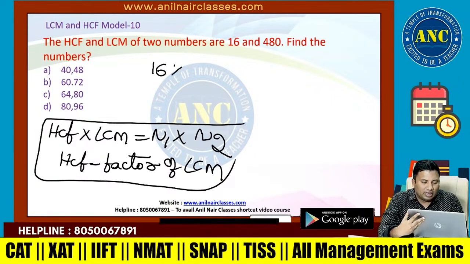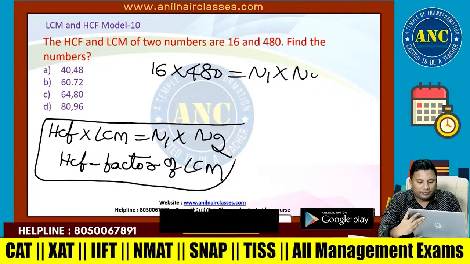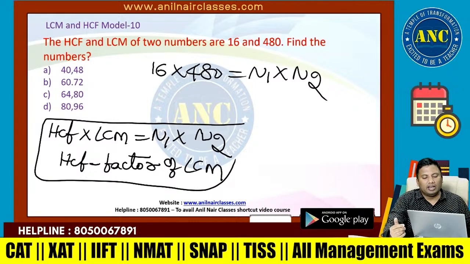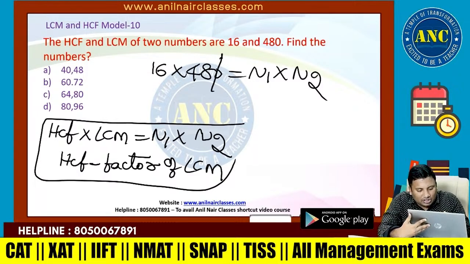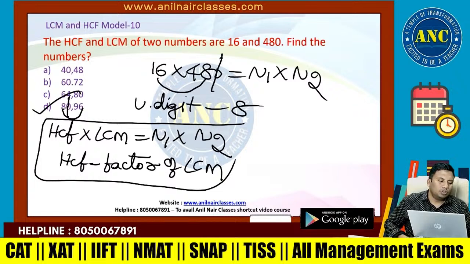HCF is 16, and 16 into 480 is given. Find the numbers. You don't need to use any common sense. If I eliminate the 0 in the question, what is 6 8s? 48. The unit digit is 8, so the answer option's unit digit should be 8. 8 6s are 48. Option is D.